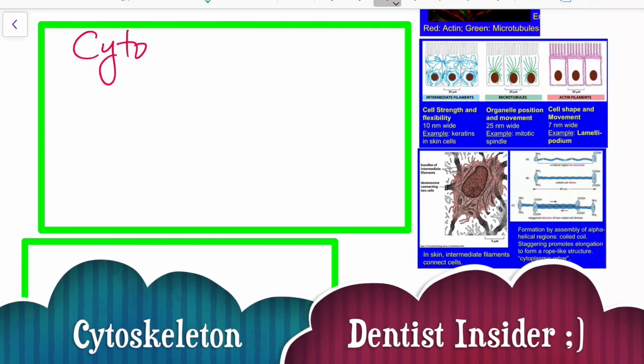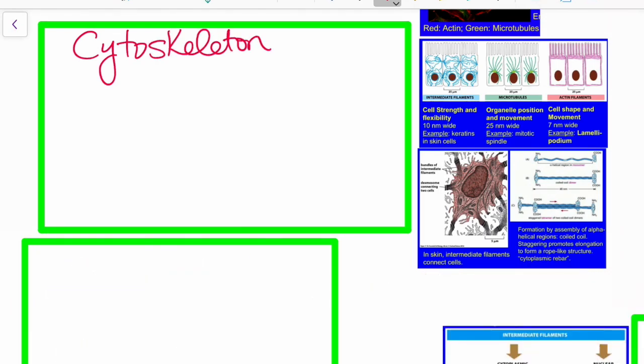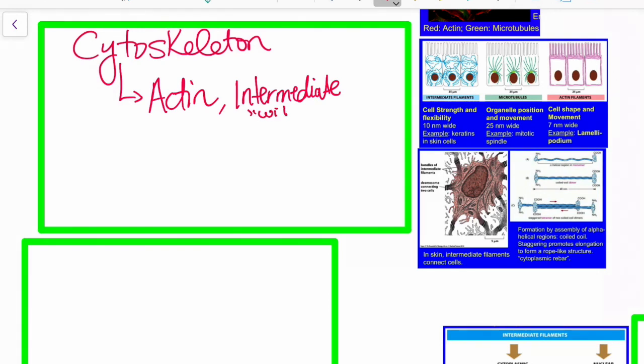The cytoskeleton, and that is basically we have three types of cytoskeleton. We have the actin, we have the intermediate, and it is intermediate because in width and diameter it is between the two other filaments. And then lastly, the biggest one we have is the microtubule, or the MT.